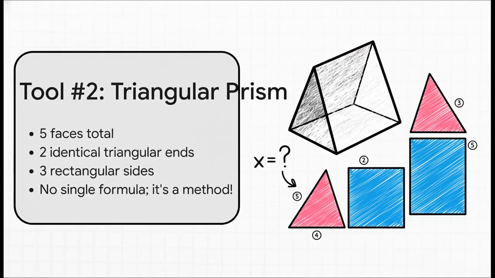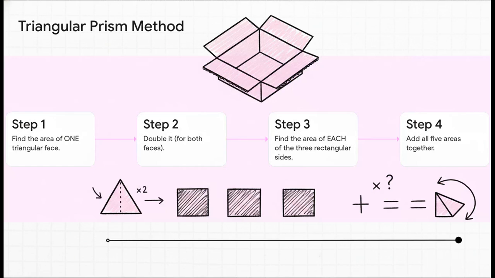Okay, on to tool number 2. This one's for those cool triangular prisms. Think of a Toblerone box. Now what's kind of different here is that there's no single neat formula to memorize. It's more of a method, a reliable step-by-step process that always works. And this method is basically foolproof. Here's how it goes. First, you find the area of one of the triangles at the end. Then, you double it, because you have 2 of them. Simple.